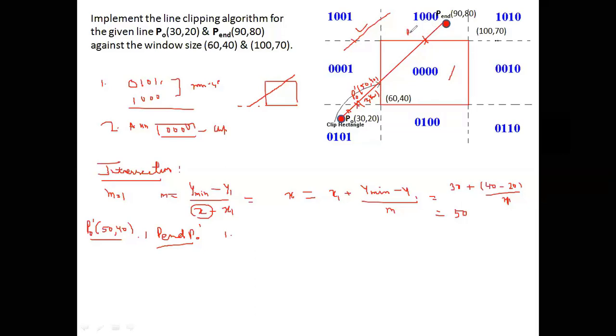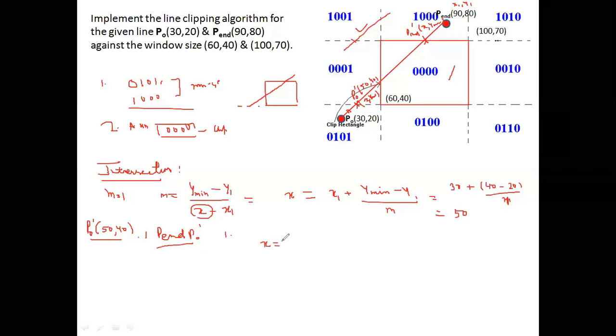Now we have to calculate the P n dash. In this P n dash, what we have to calculate is the X parameter. We have to calculate the X. And what is given is Y max. Y max is given. Okay, so for this part, this will be the X1 and this will be the Y1. Okay, let's do the intersection. For this we have to calculate the value of X.